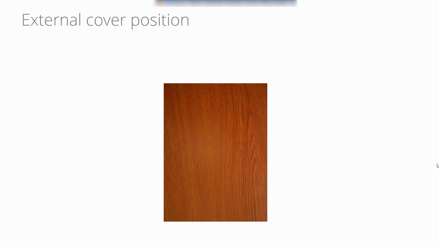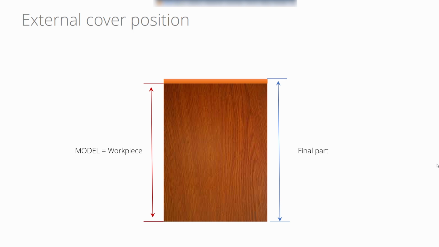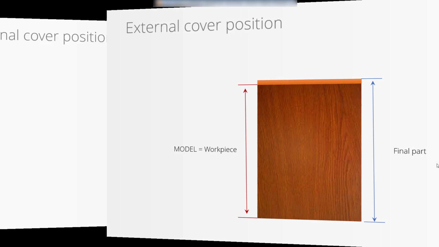Also, if you're speaking about the covers, there are a lot of nuances that we consider in the Woodwork system. First of all, we consider the cover position, because let's imagine the situation that we model a workpiece and then we assign some cover on top of it. For instance, let's imagine that we have a top view of the panel and this is edge banding. So the final part dimension will be different, and it's also automatically calculated.